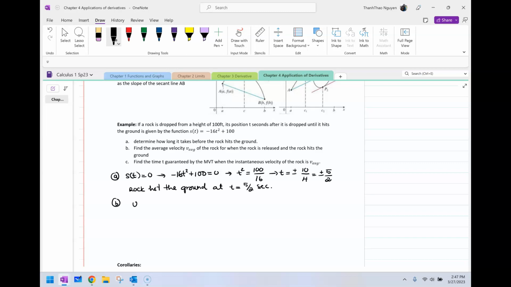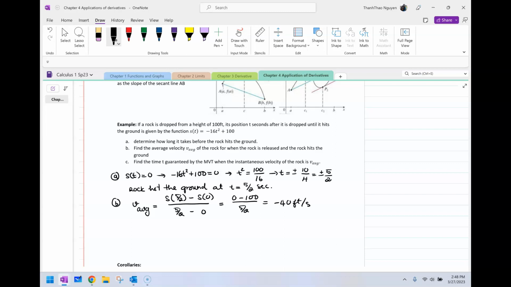The average velocity is equal to s of 5 over 2 minus s of 0 divided by 5 over 2. We consider the interval from 0 to 5 over 2. Okay. That is equal to 0 minus 100 over 5 over 2. And this is negative 40 feet per second. So that is our average velocity.